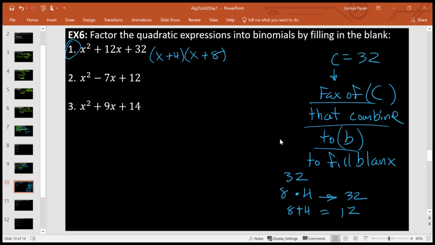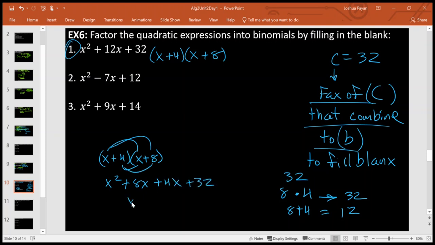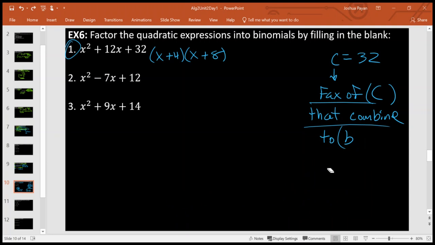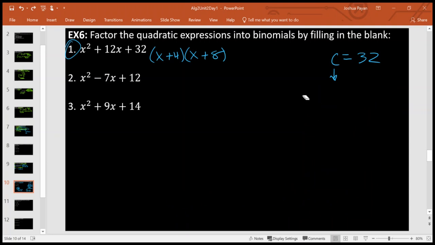And just to prove a point, if I FOIL this out, x plus 4, x plus 8 multiplied together, these two binomials multiplied together, let's FOIL this. We have x squared plus 8x plus 4x plus 32. Combine like terms, and there it is. We got right back to where we started. Okay, so let's try that again. And again, I can't stress enough, this only works whenever a is equal to 1. If a is not equal to 1, this is out the window.